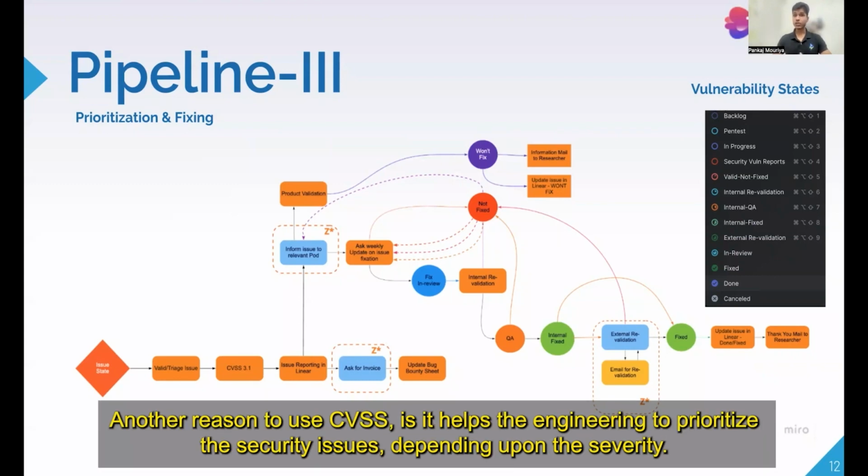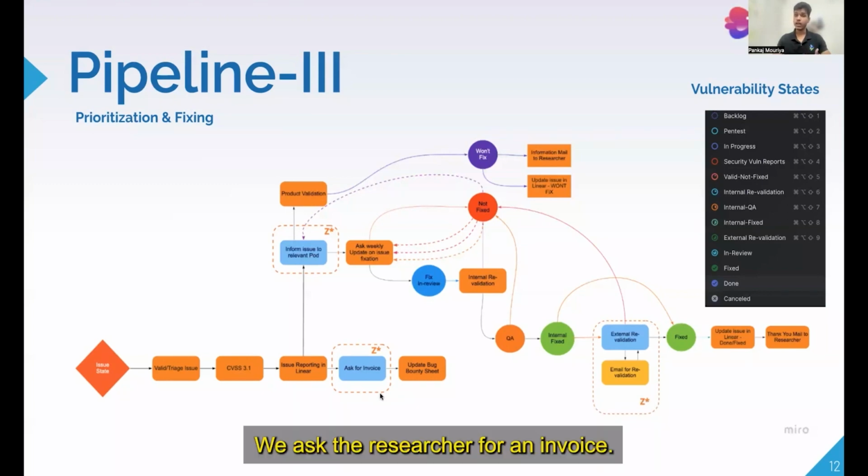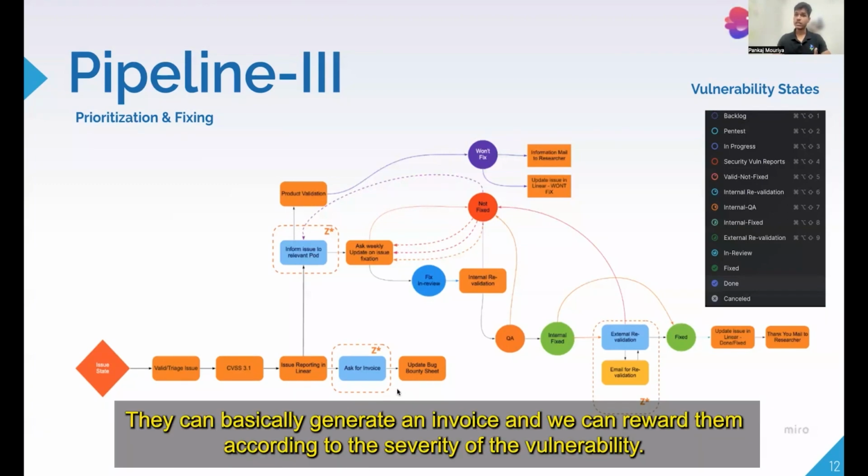Another reason to use CVSS is that it helps the engineering team prioritize the security issues depending upon the severity. To appreciate the time and effort put in by the security researcher to find the vulnerability, we ask the researcher for an invoice. They can generate an invoice, and we can reward them according to the severity of the vulnerability.